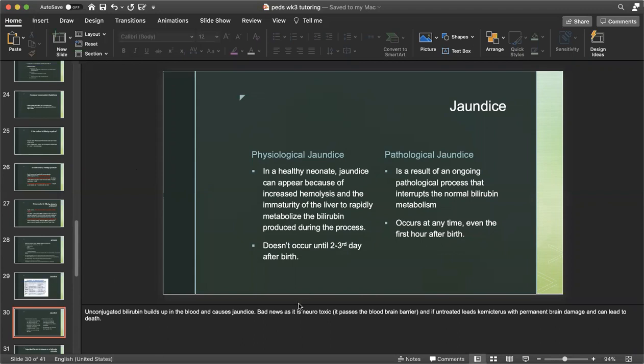What I put in the box below I just took from her PowerPoint. Unconjugated bilirubin builds up in the blood and causes jaundice. It can pass the blood-brain barrier, and if it's untreated, it could lead to permanent brain damage or ultimately death. So if you see a baby with jaundice, you want to treat it as soon as possible and try to figure out whether it was physiological or pathological jaundice. Because if it was pathological, we need to act quicker. If it's physiological, it's not really that serious. So make sure you know the difference between the two because she'll probably ask you about it on the exam.